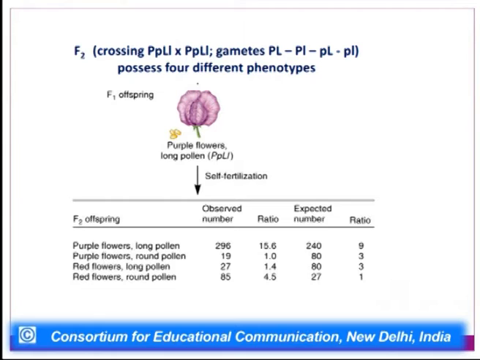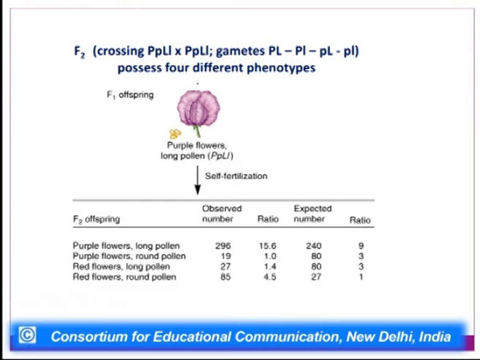So in the F2 generation, as you can see, after the self-fertilization, the expected number according to the Mendelian law of independent assortment was the ratio 9:3:3:1, as shown on the right hand side of the table. So the expected number was that the purple flower long pollen will be 240 species, the purple flowers round pollen will be 80, red flowers long pollen will be 80 of the offspring, and the red flowers round pollen will be 27 of the offspring, giving a ratio of 9:3:3:1. However, the observed number was deviating from this expected number.